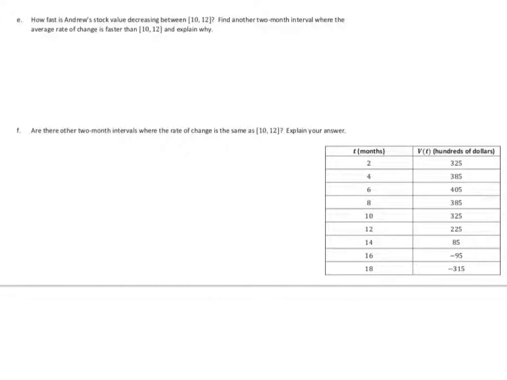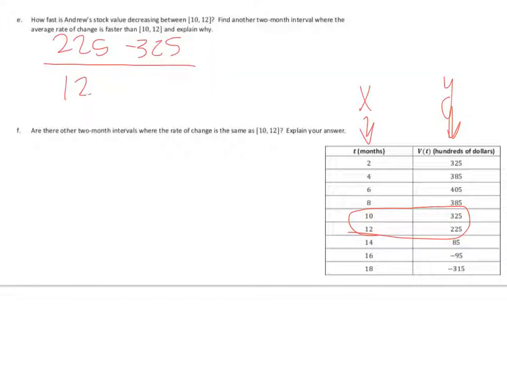How fast is Andrew's stock decreasing between 10 and 12? So we're looking at this set of data. And here we have change in y over change in x. This is our y value. That is our x value. So we're going to do 225 minus 325 over 12 minus 10. I'm at negative 50 per month.